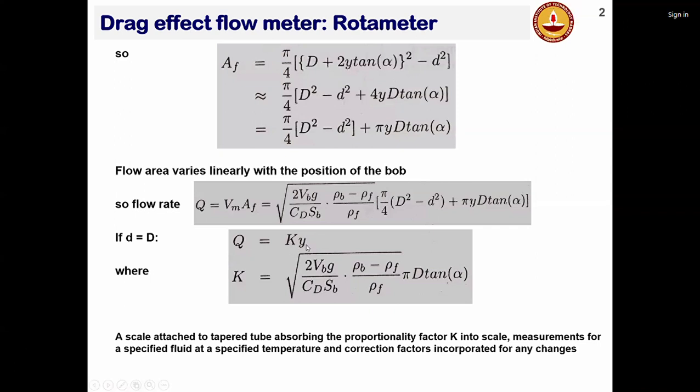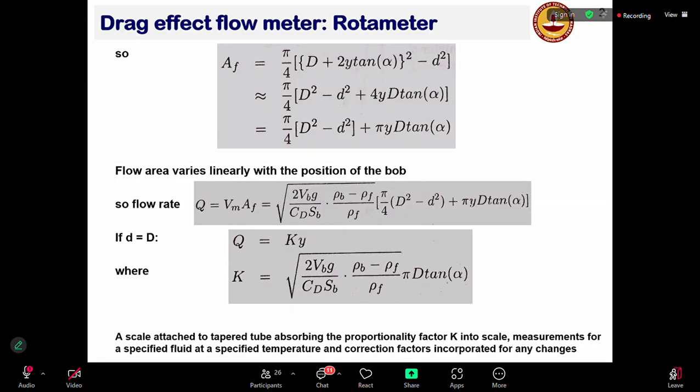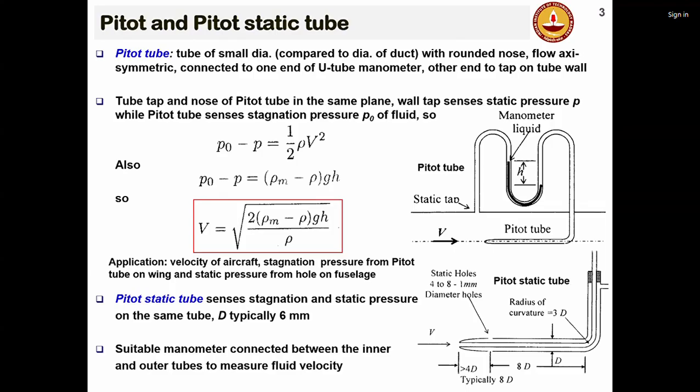directly proportional to the position of the bulb along the length of the rotameter. And so this is something that we had seen yesterday. So today I would talk about a few other methods of flow rate measurement.